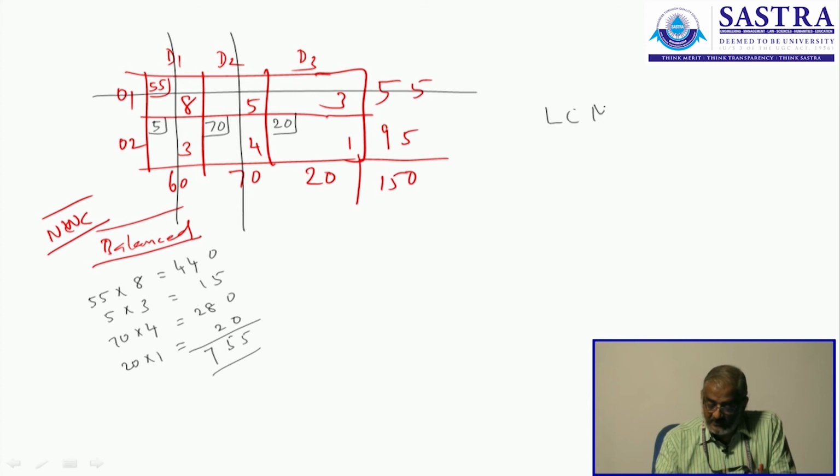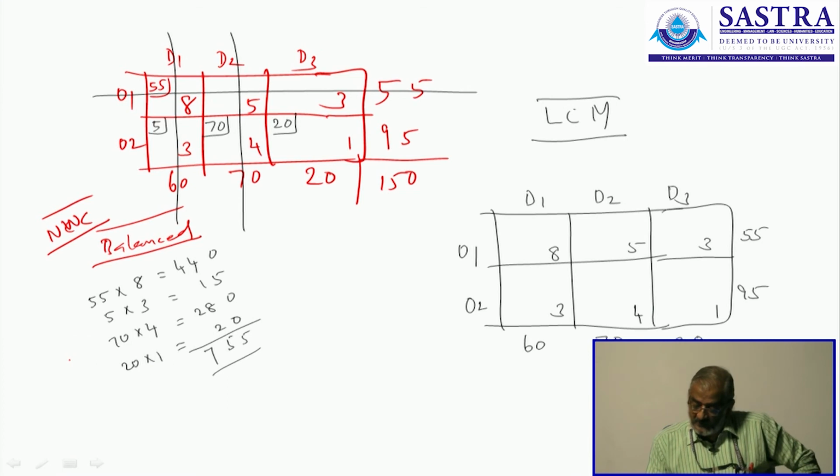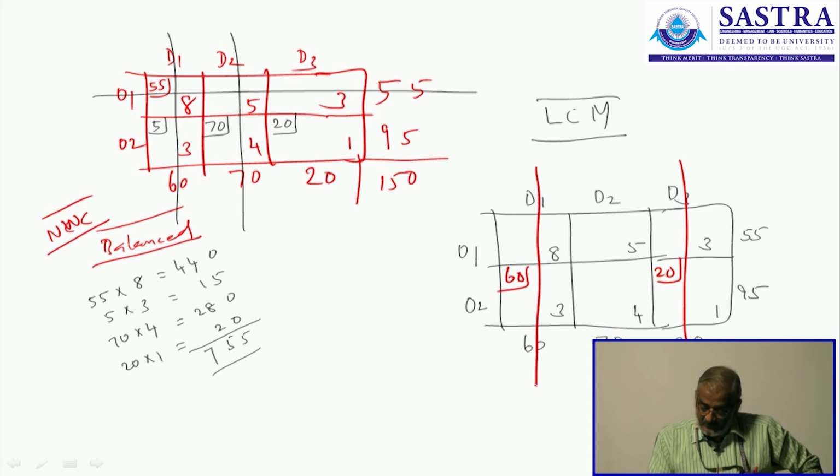least cost method now. Let us adopt least cost method for this problem. So what is the least cost among this? 1. So where the demand is 20, supply is 95, all the 20 can be supplied, and that demand is over. Now next least cost is 3, where the demand is 60 but supply is 75, all the 60 can be supplied, so this is over.